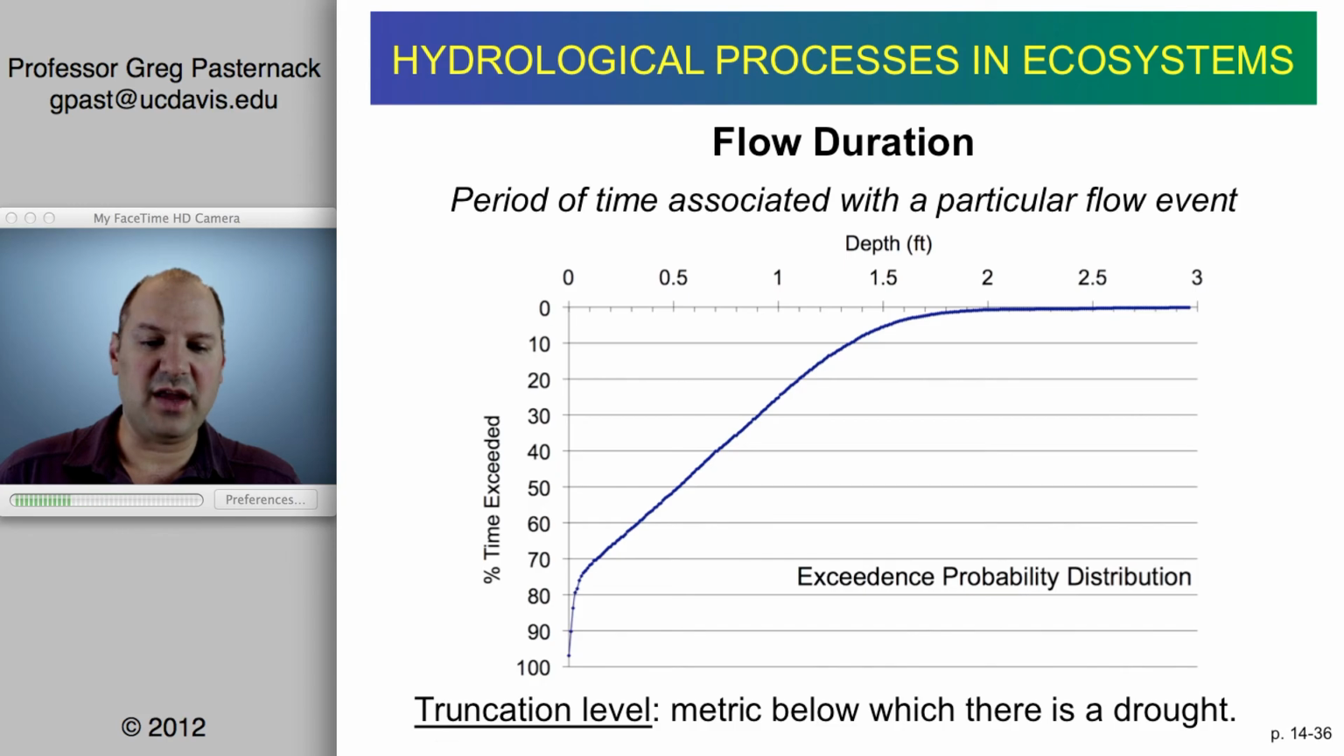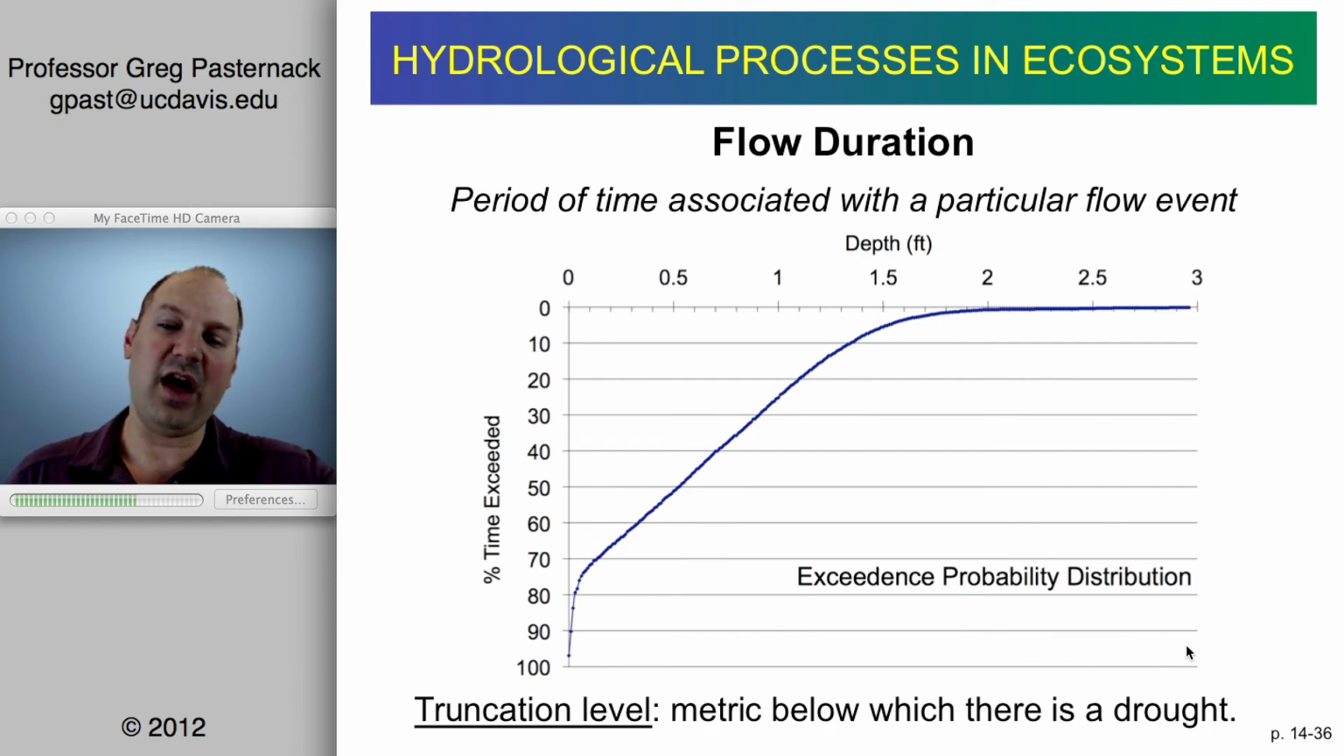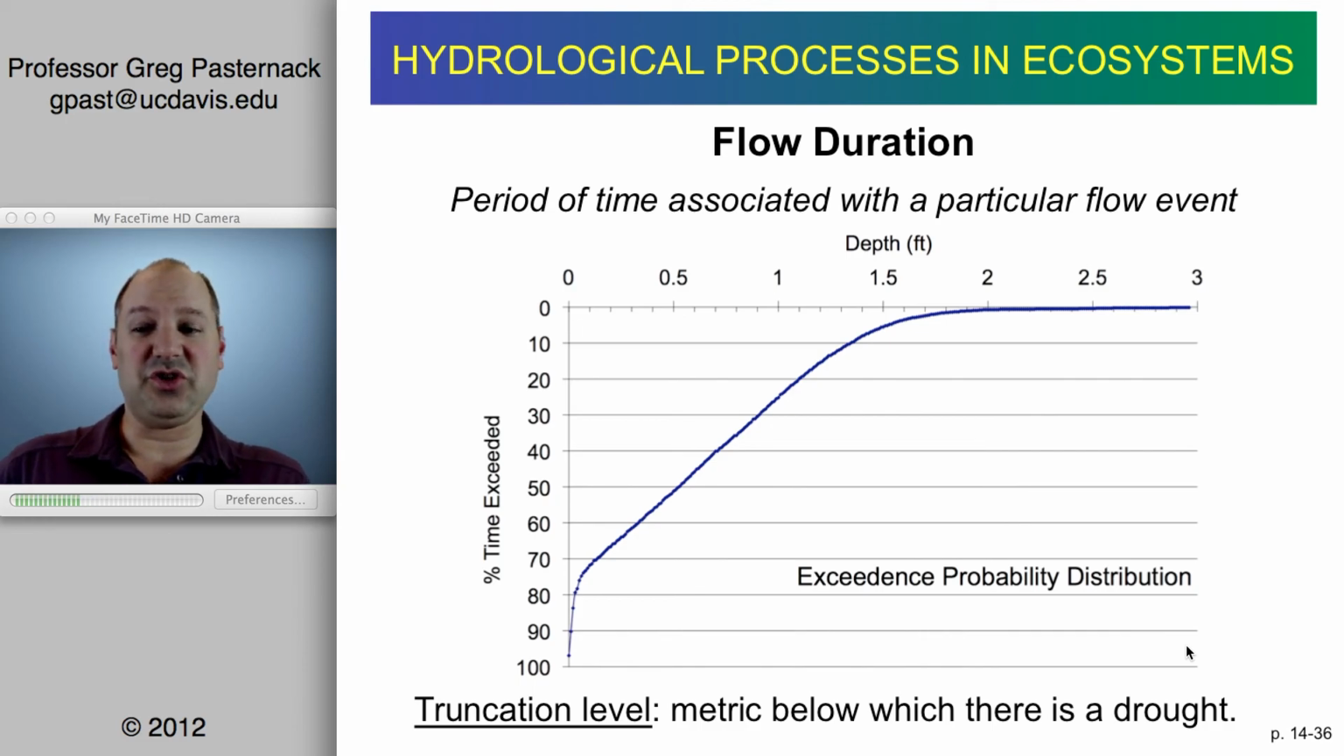We could define a truncation level, like if you're interested in droughts, anything below that would be a drought, or if you're interested in floods, you can pick a level and say anything above that, and then see, well, what is the duration that you have flows above or below that. That's just duration, yep.